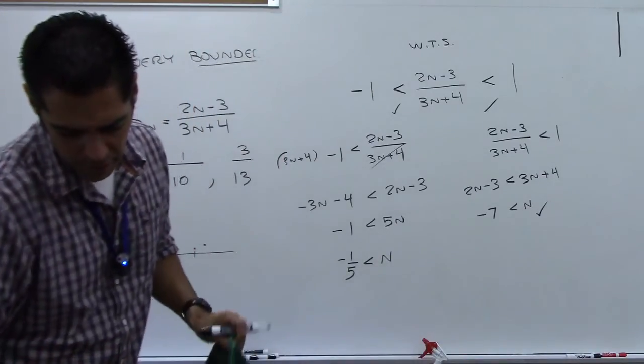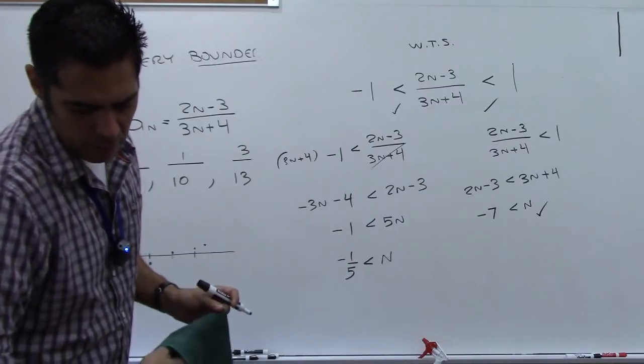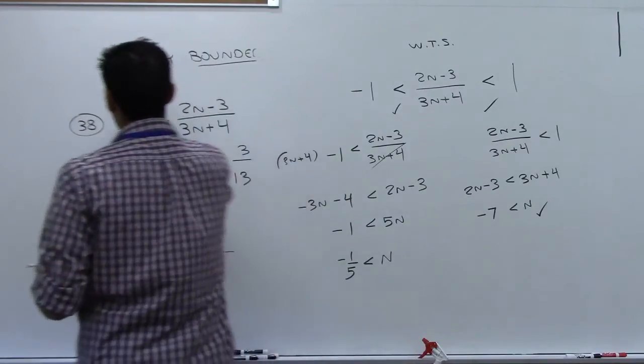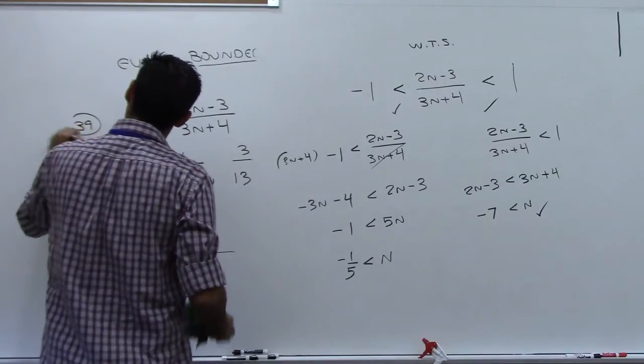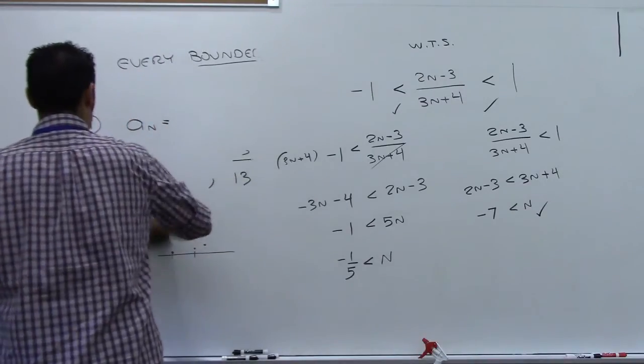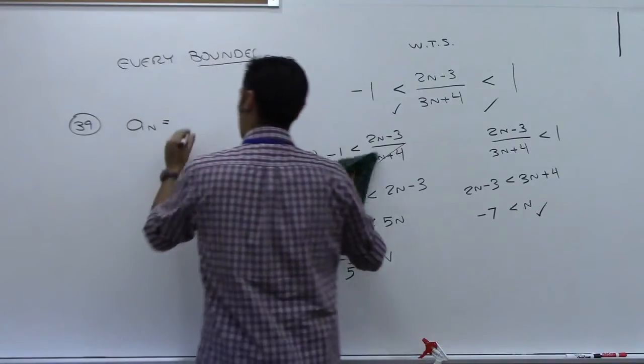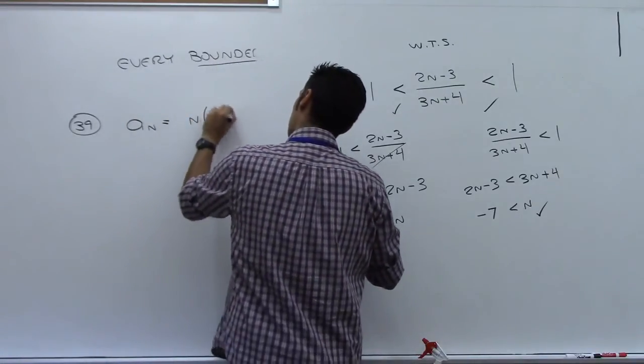All right, let's look at the next one. Number 39: n times negative 1 to the n.